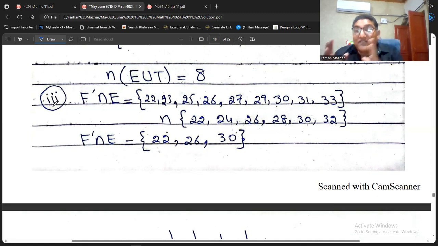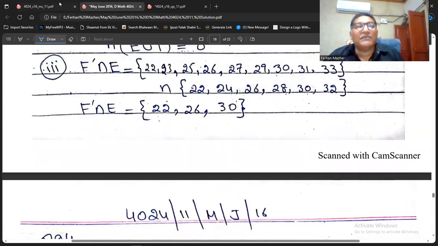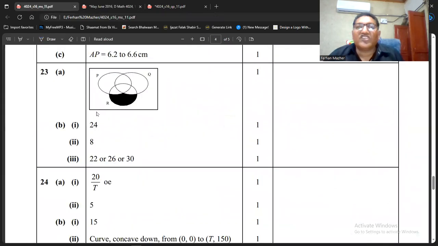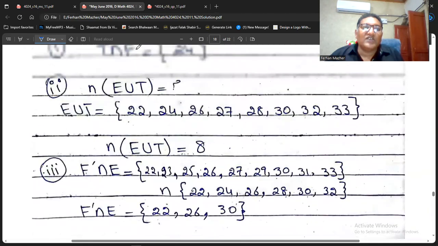Its intersection with E. E is 22, 24, 26, 28, 30, and 32. So common between these two, F complement and E, they are 22, 26, and 30. So these are the 3 members. Out of these 3 members, you can write any member: 22, 26, or 30, any one of them. So hopefully you understand this.